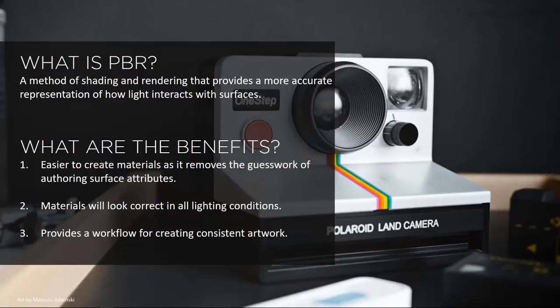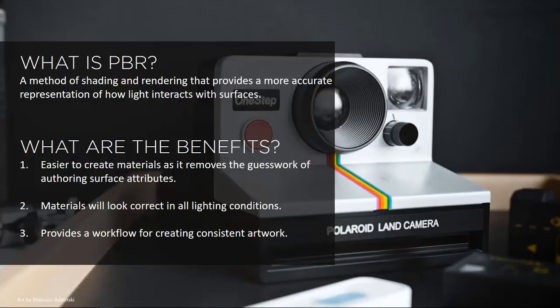So number 1, I like to say that it's easier to create materials as it removes guesswork from authoring surface attributes. And by that I mean that we're using actual, scientifically measured values. So we don't have to say, oh, this metal is this value. I wonder what that is. I have to try to figure it out from a photo. We just know that we're going to use this measured value and it's going to work.